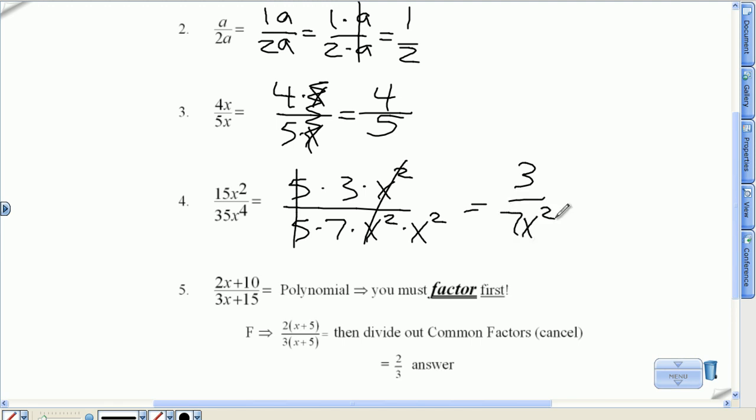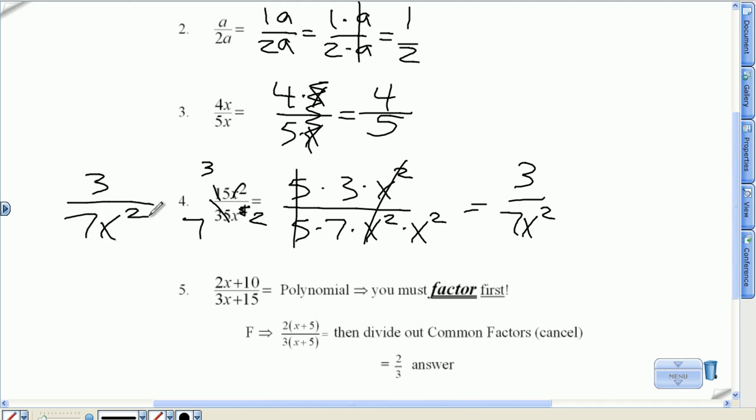Another way of doing this, 5 goes into 15 3 times. 5 goes into 35 7 times. I'm going to take 2 x's out of the top, which leaves 2 x's on the bottom. So you have 3 on top, you have a 7 and an x squared on the bottom.